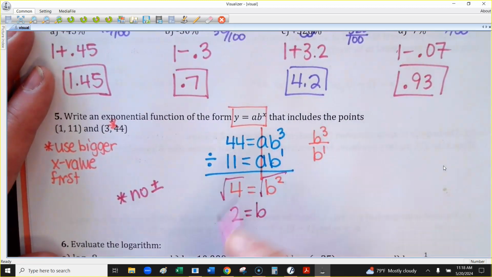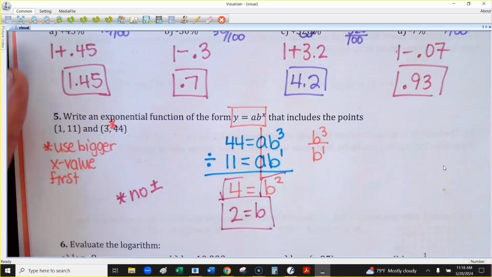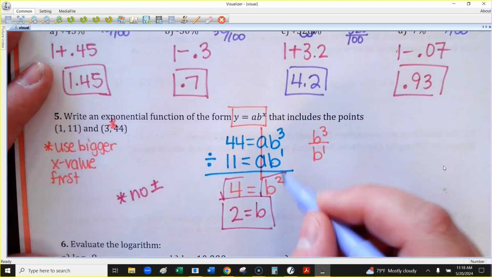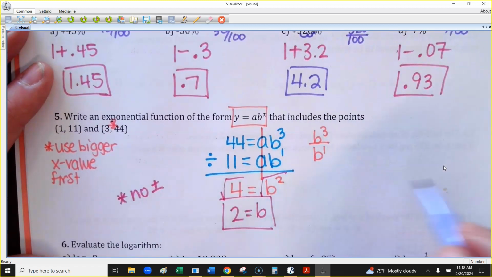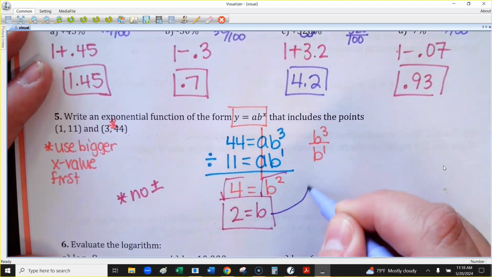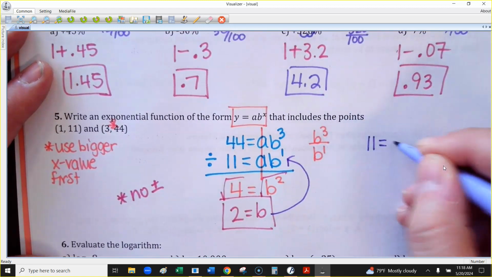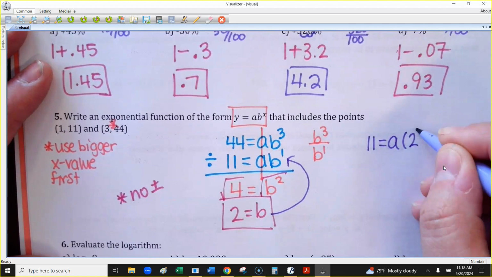Don't put a plus and minus if you end up taking a square root or a fourth root. And I know this is a little bit extra, but you do have to plug this back into one of these equations to figure out a. So I'm just going to use the second one because it has a little bit smaller exponent. So 11 equals a times b to the first.